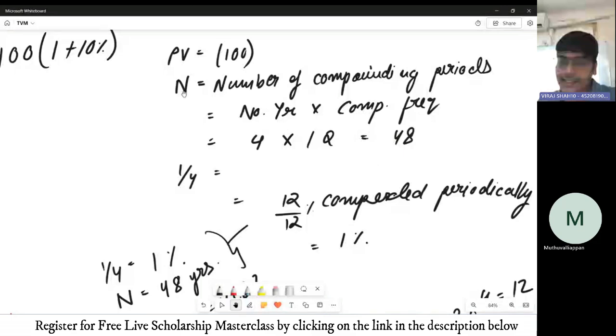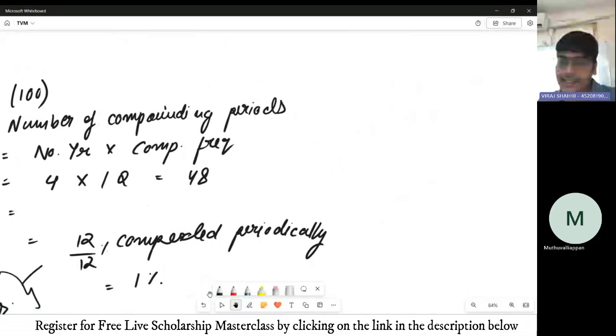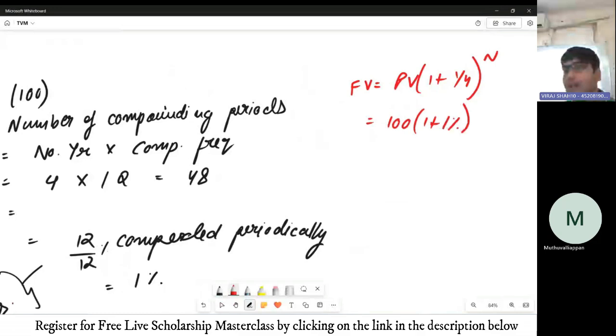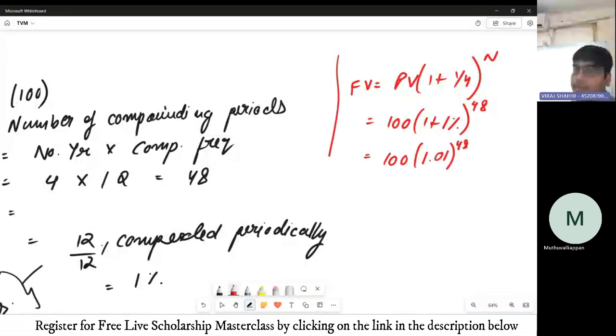So continuing from here, now we know PV, now we know N, we know I by Y. Now we can use the formula. ठीक है? What was the formula? Formula for FV is equal to PV into 1 plus I by Y to the power N, 100 into 1 plus 1% to the power 48, 100 into 1 plus 1% is 1.01 to the power 48. इधर मैंने किया. Correct? With me?